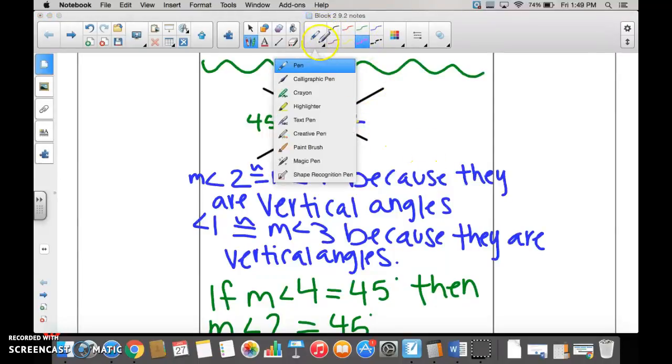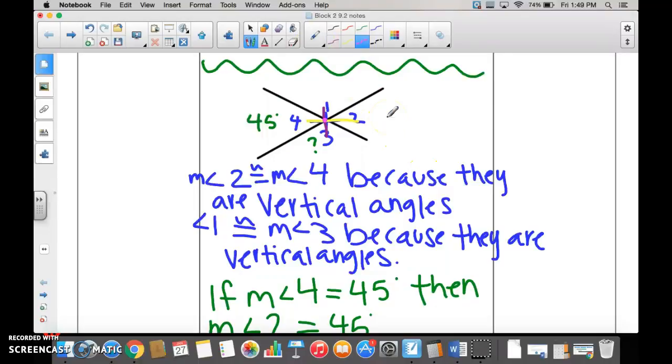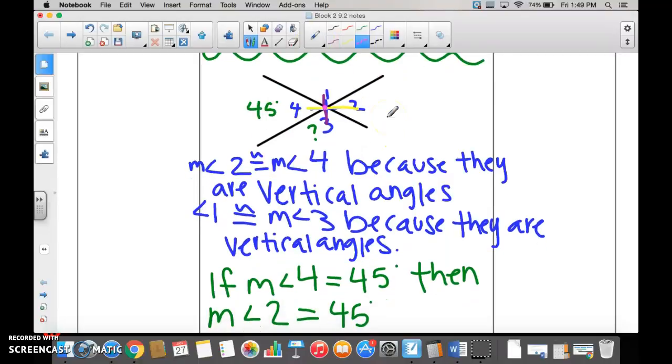And then we went on to figure out, if we know that angle 4 measures 45 degrees, what would the measure of angle 2 be? And we figured that out because of vertical angles. So if angle 4 is 45 degrees, we know that angle 2 is 45 degrees as well because they're vertical angles, meaning they're going to measure to be the same. Then we went on to find what the measure of angle 3 was.